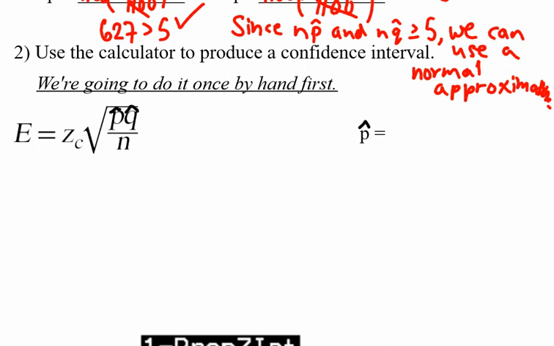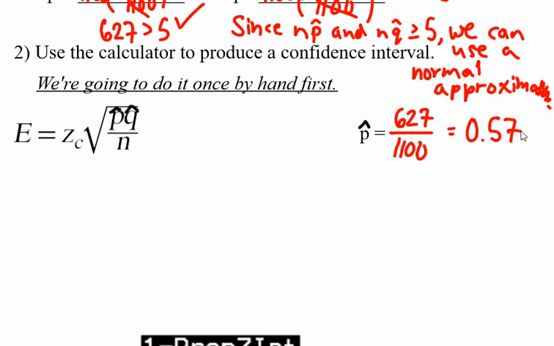Let's find our margin of error. Well, actually, let's do the point estimate first. Our point estimate is the percent that are going to vote for candidate A. That was 627 out of 1,100. Well, 627 divided by 1,100 is 57%. That's going to be the center of our confidence interval.